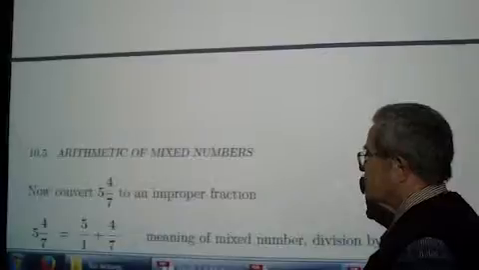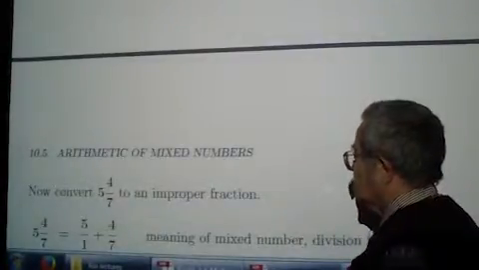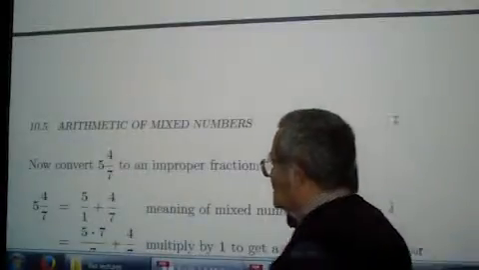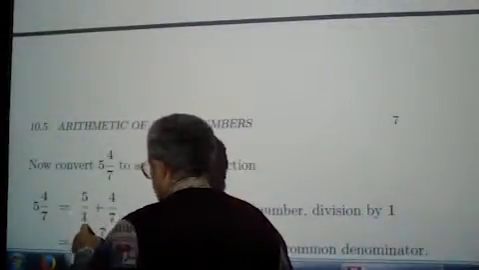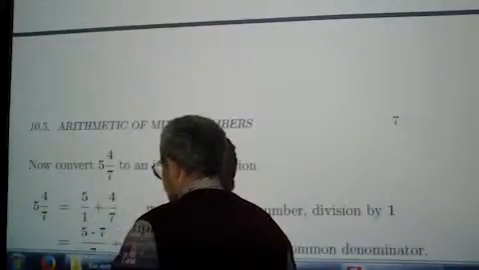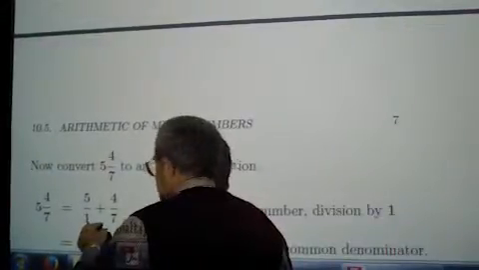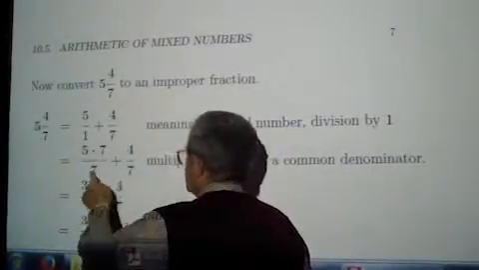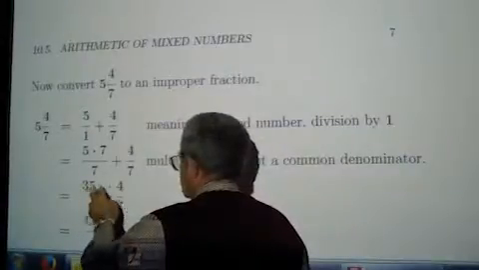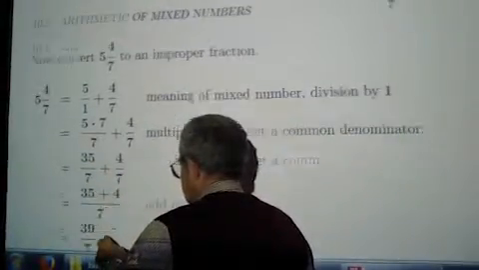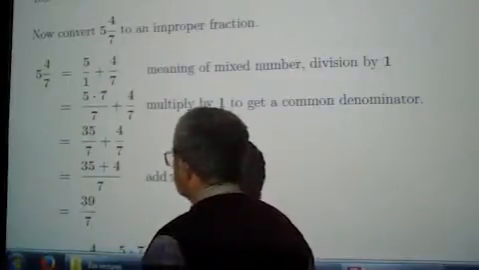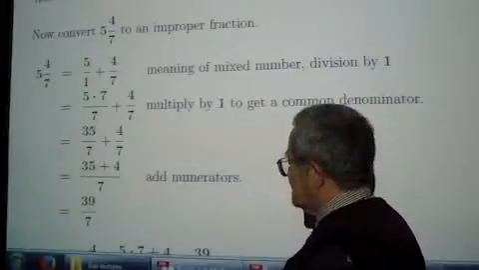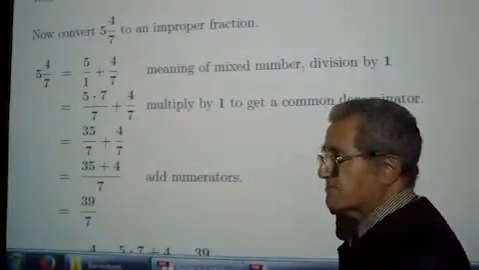Then we wanted to convert 5 and 4/7 to an improper fraction. 5 plus, write that as 5 over 1, plus 4 over 7. You need the same denominator, which is 7, so multiply the 5 by 7 over 7. Now you have the same denominator. The numerators 35 and 4 can be added, which gives you 39 over 7. So 5 and 4 over 7 is 39 over 7.